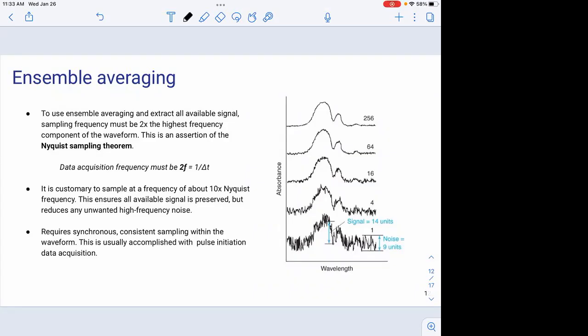There are a couple of assumptions that you're making when you use ensemble averaging. The first is that you are adhering to the Nyquist sampling theorem. Let's talk about that a little bit. The Nyquist sampling theorem says that data acquisition frequency has to be at least 2 times the frequency of the highest frequency noise or signal in your measurement, meaning you have to be collecting enough data points to actually see what is noise and what isn't. Let me illustrate what this might look like and why it's really important.